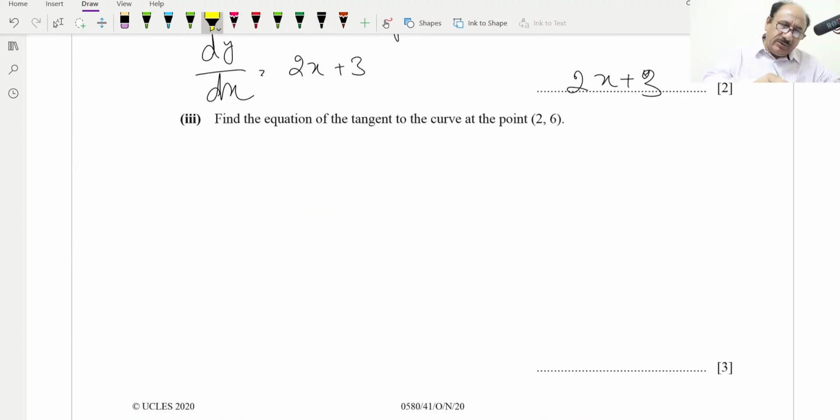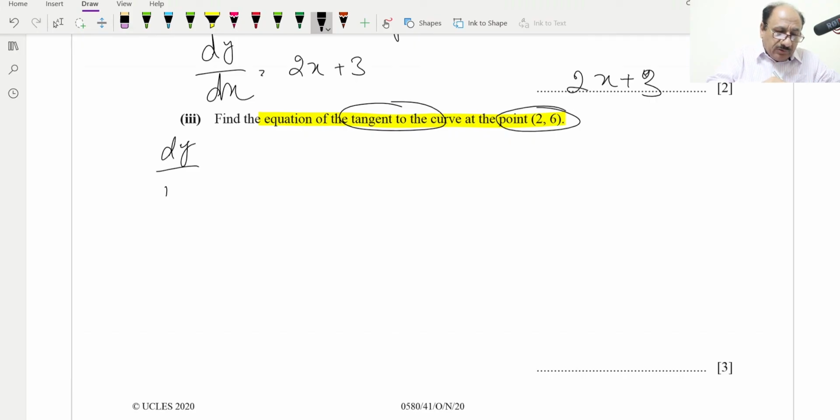Third part, find the equation of the tangent to the curve at point 2 and 6. We know that the tangent to the curve will be the equation of a line, and we need to have a point and the gradient to find the equation of the line. So for the gradient, we use the derivative dy over dx at point 2 and 6. This will be equal to 2 into the x value. We will use 2 and plus 3. This will be equal to 4 plus 3, which is 7.